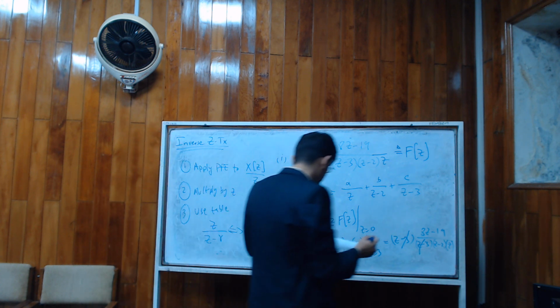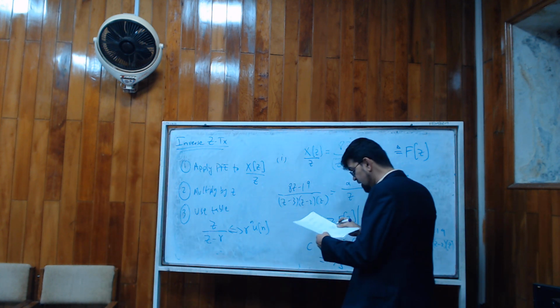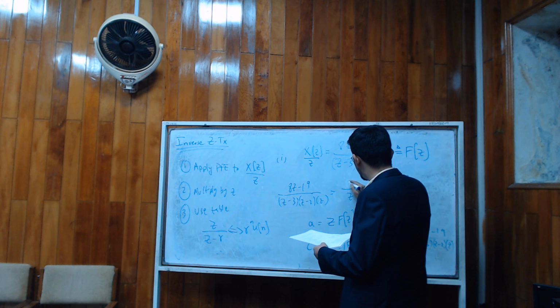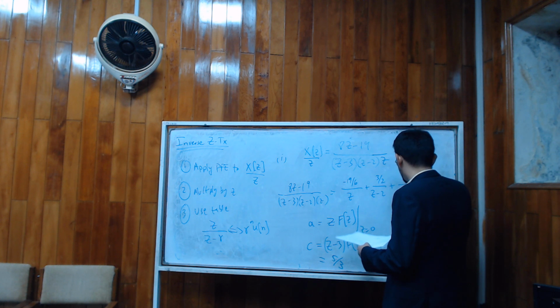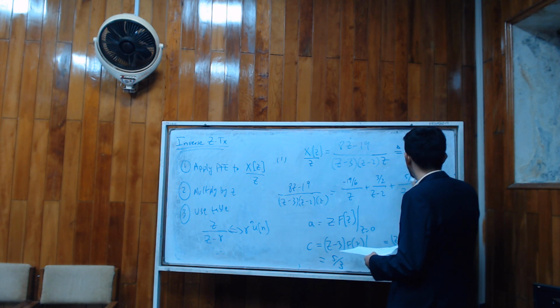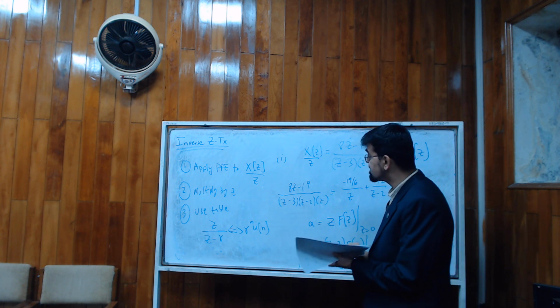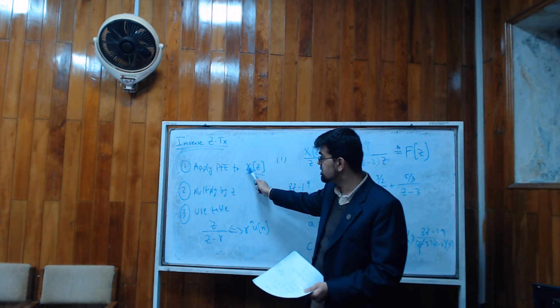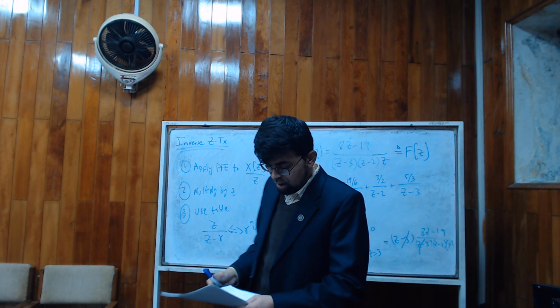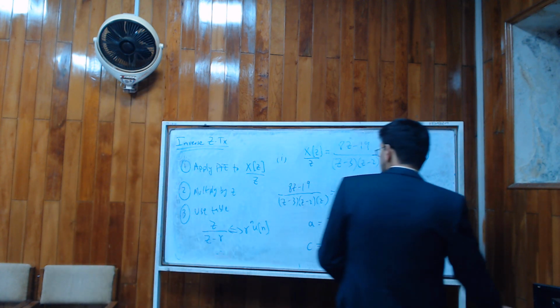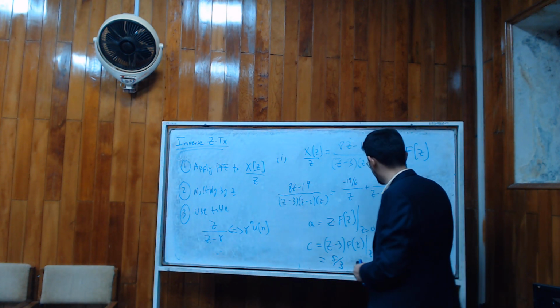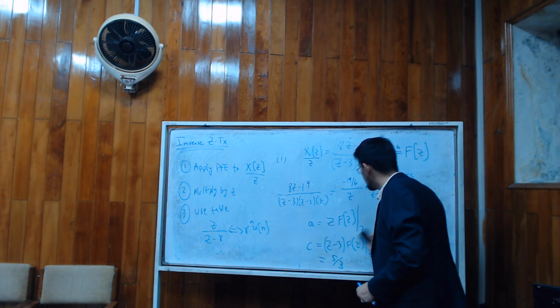Once you have found them, you can put them here. So in my case, I found a to be minus 19 by 6. I found b to be 3 by 2. And as I showed you, c was 5 by 3. What's the next step? So far you have done just this, right? What's the next step? Put the values of A, B, C. Multiply by z.